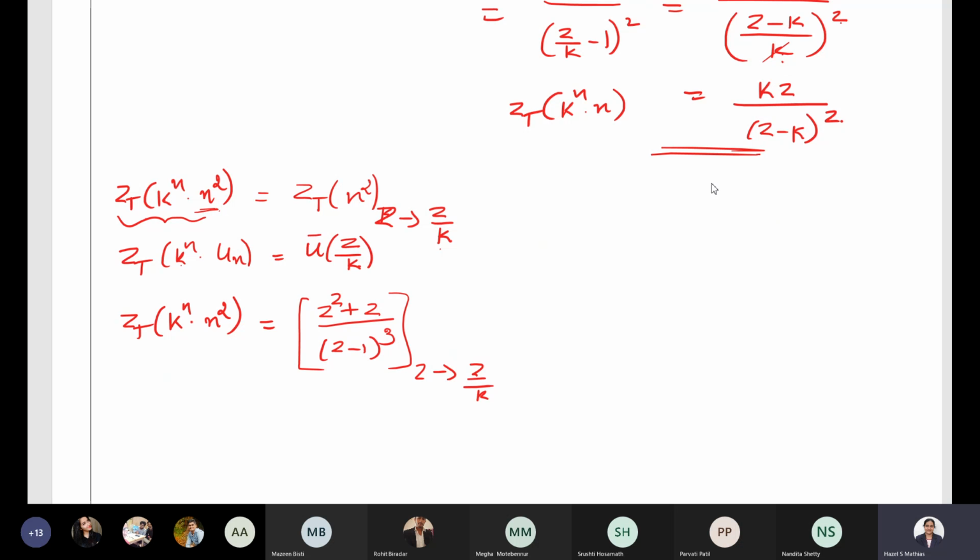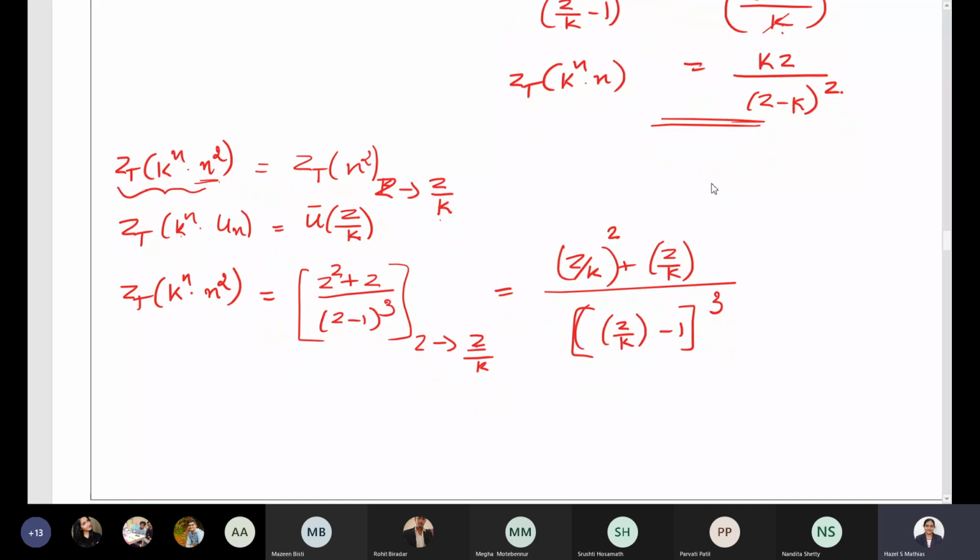It's cube, correct? (z minus 1) whole cube, where z approaches z by k. Now replace z by k. What do we get? (z by k) whole square plus z has to be replaced by z by k, divided by, here in the denominator as well, (z by k minus 1) whole cube.